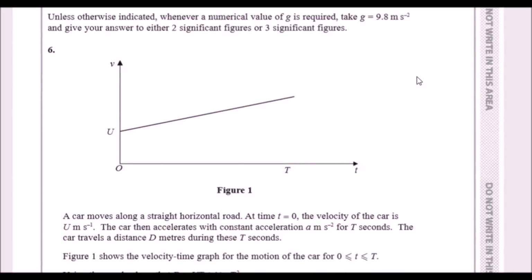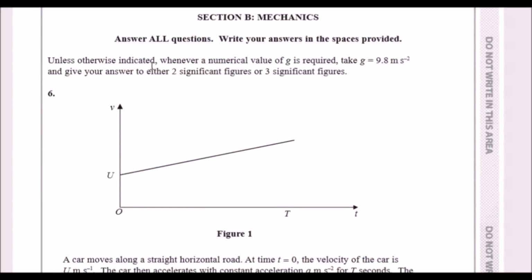So let's have a look. So unless otherwise indicated, whenever a numerical value of g is required, take g equals 9.8. So guys, there is a clear mark scheme on this. If you happen to use the value of g equals 10 or even g equals 9.81, you would actually lose your marks.